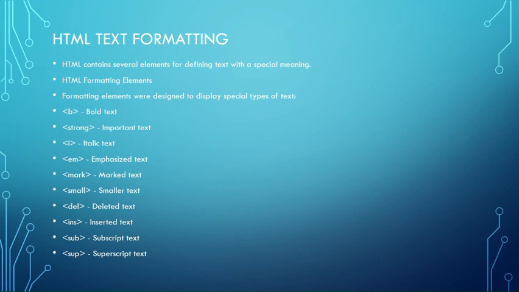So formatting elements were designed to display special types of text. First one is B equals bold text, strong equals important text, i equals italic text, em equals emphasized text, mark equals marked text, small equals smaller text, del equals deleted text, ins equals inserted text, sub equals subscript text, sup equals superscript text. So let us understand the function of each of the following formatting elements.